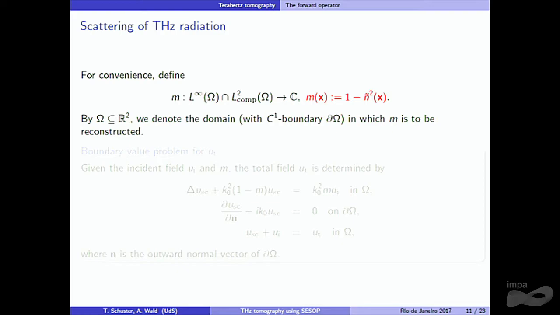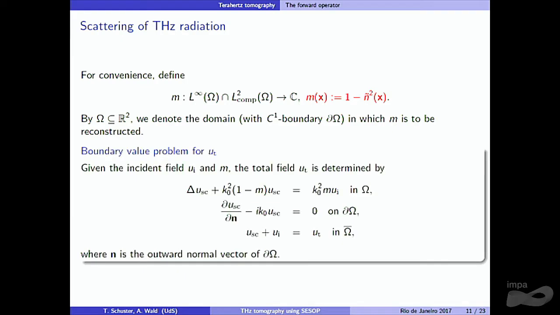Okay, so we need a mathematical model. For convenience, we do not consider the refractive index, but the difference, m of x, which is 1 minus n tilde. The reason is that this function, of course, has a compact support inside the domain omega, which has a smooth boundary. And then we can model it by this boundary value problem.